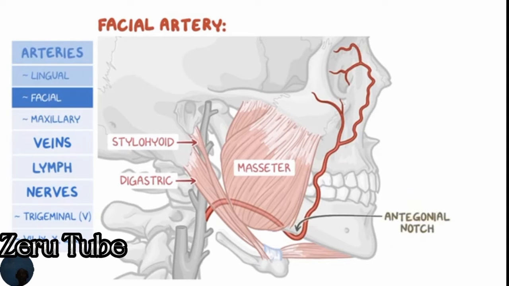at the level of the antegonial notch, it comes back to the anterior and becomes superficial, at the level of the antegonial notch. This is the surface where we can palpate the facial artery and appreciate the pulse rate of the facial artery.